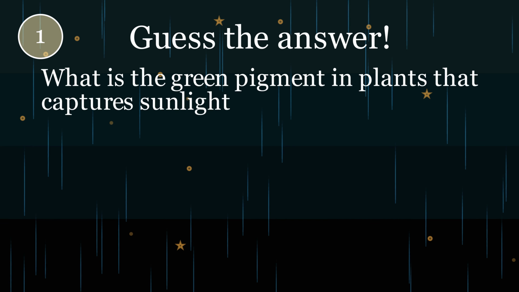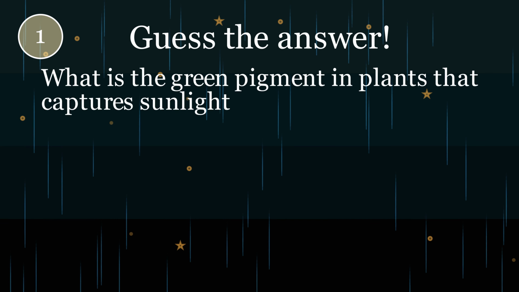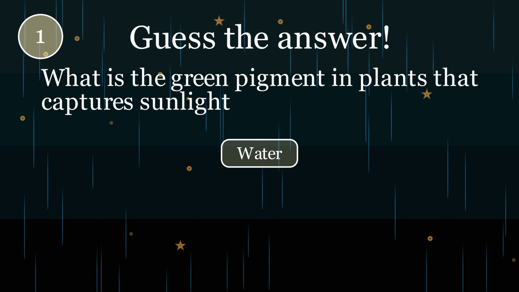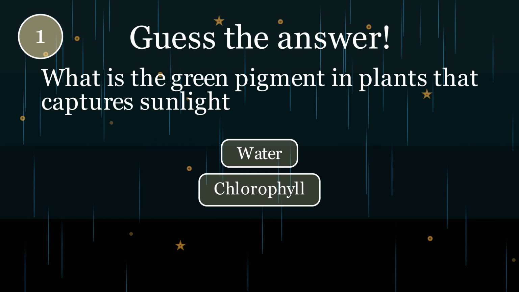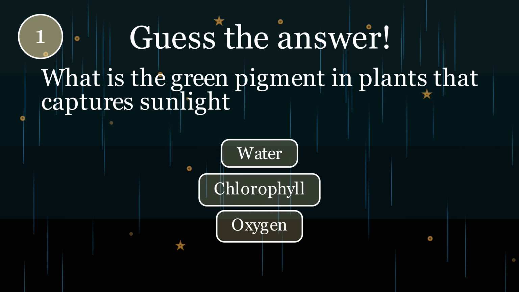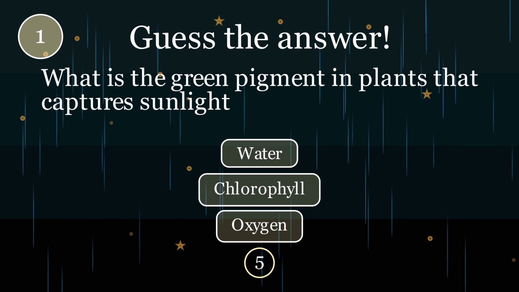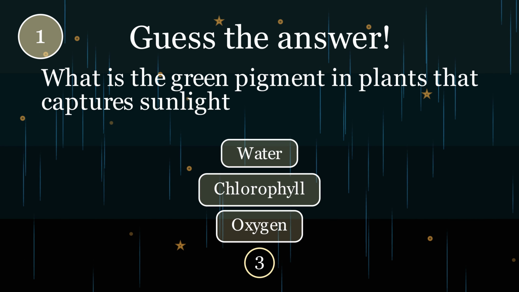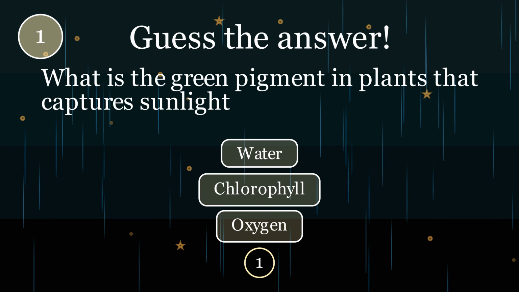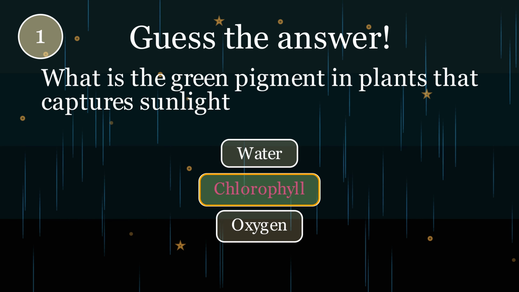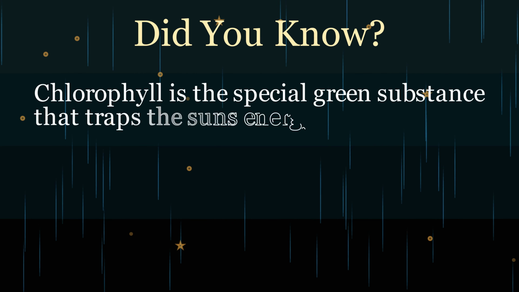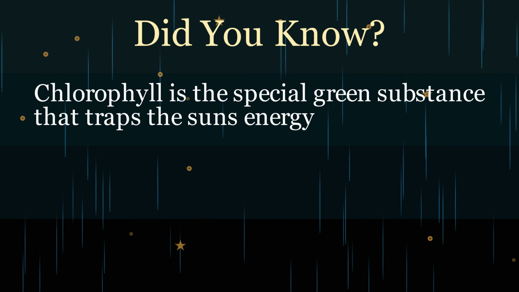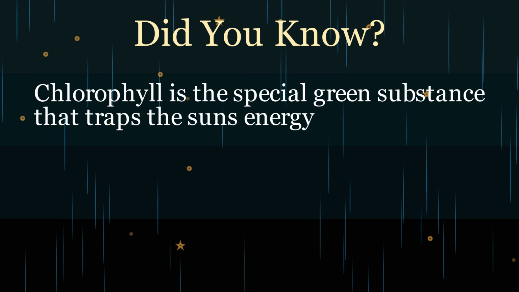What is the green pigment in plants that captures sunlight? Water. Chlorophyll. Oxygen. The correct answer is chlorophyll. A quick fact for you, chlorophyll is the special green substance that traps the sun's energy.